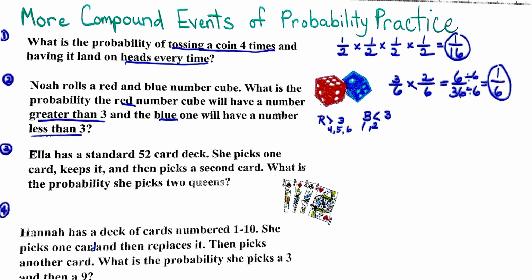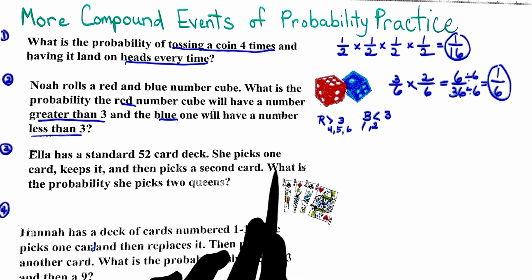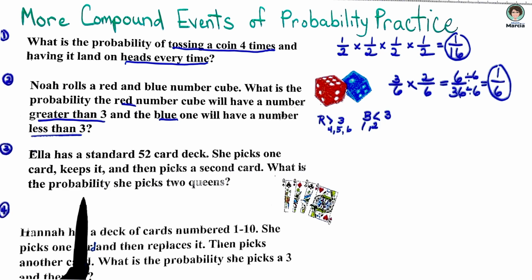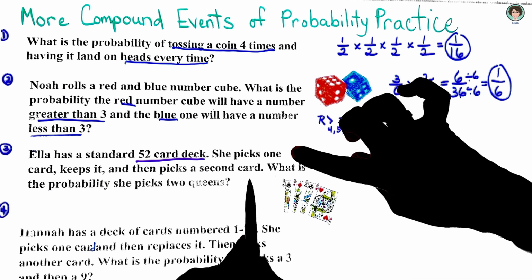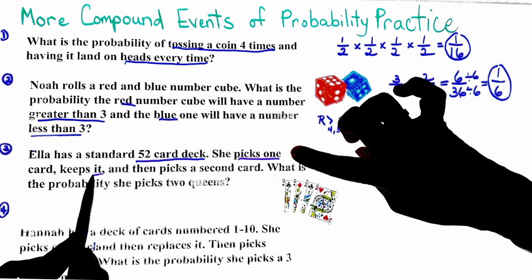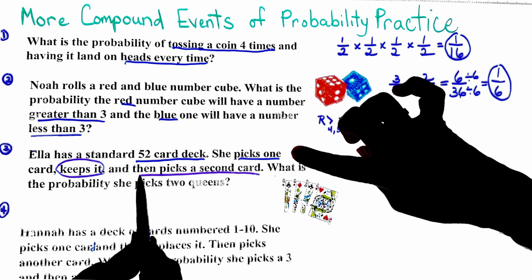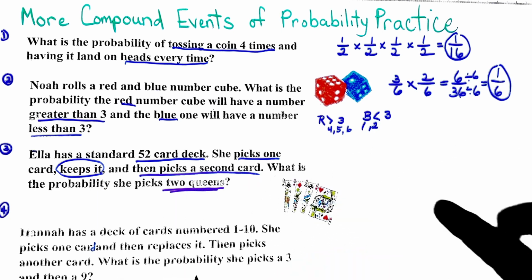All right, let's look at number 3. Ella has a standard 52 card deck. She picks 1 card and keeps it, and then picks a second card. What is the probability that she picks 2 queens? So let's go back and read the text. We know we have a 52 card deck. We know that she's going to pick 1, and that is really important, that she picks 1 but she keeps it. She does not put it back. And then she picks the second one. So we want to know the probability that she picks 2 queens.